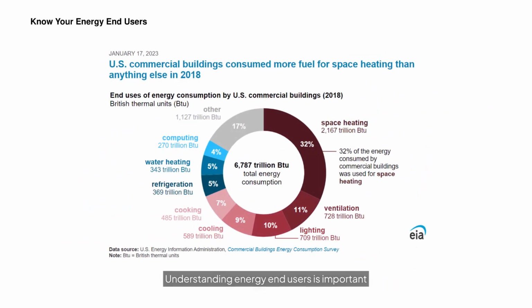Understanding energy end users is important to prioritize areas to be improved. The chart displayed breaks down energy consumption by end use. What stands out is that space heating is by far the biggest energy hog. It accounted for roughly 32% of the energy used, about 167 trillion BTUs. In comparison, other uses such as lighting, cooling, ventilation, etc., are smaller slices.